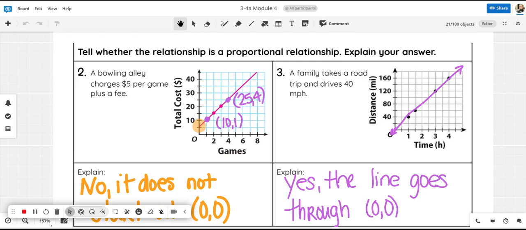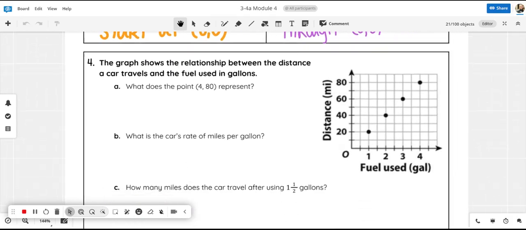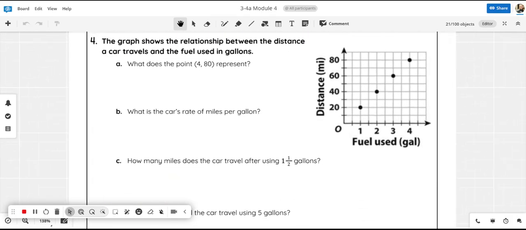All right, taking a look at number 4. The graph shows a relationship between the distance a car travels and the fuel used in gallons. So taking a look, what does the point 4, 80 represent? So think about the 4, 80. 4 is the x, 80 is the y. So our x value is fuel, y value is distance in miles. So x is the fuel, so 4 gallons of fuel and 80 miles.